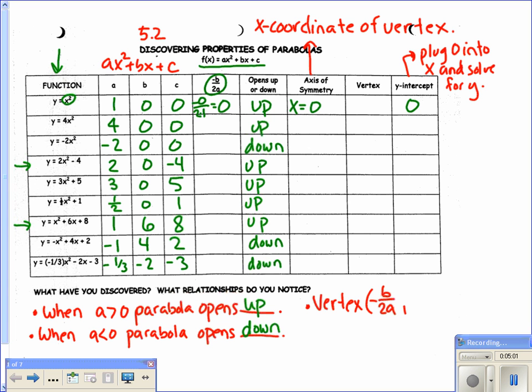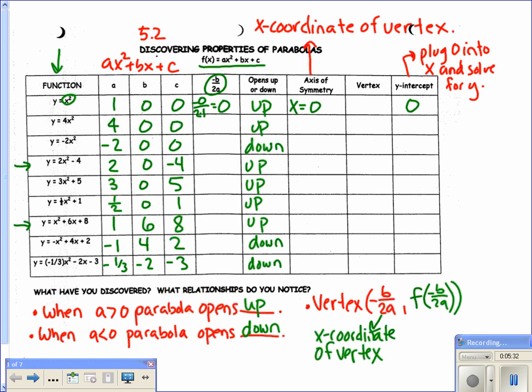So that negative b over 2a, if you were to graph all these equations, you would see is actually the x-coordinate of the vertex. Well, so if you know the x-coordinate of the vertex, how do you find the y? You plug that x-coordinate back into your original equation. So remember, we have function notation, so f of negative b over 2a is going to be your y-coordinate.